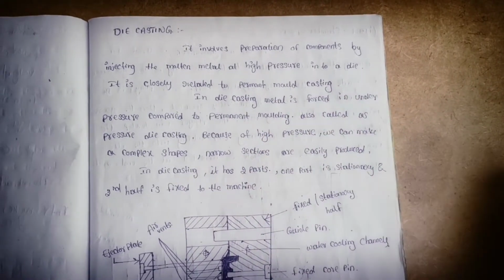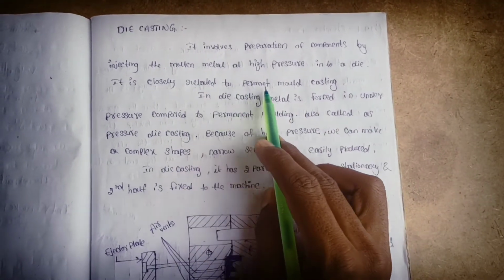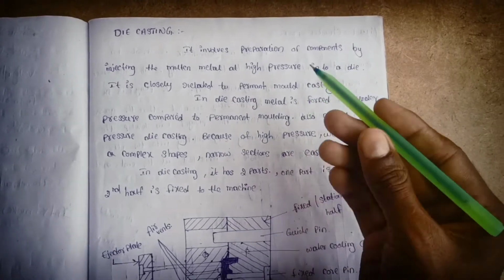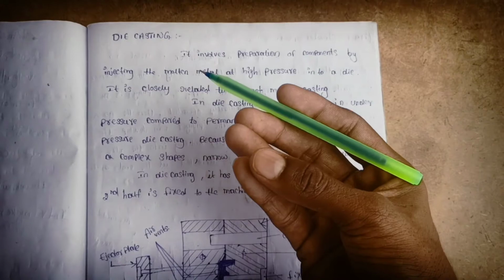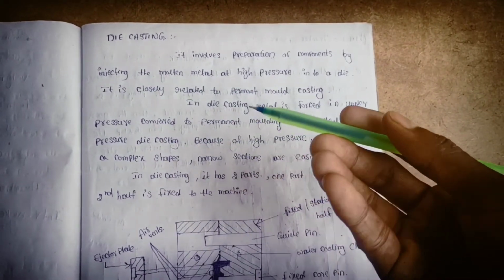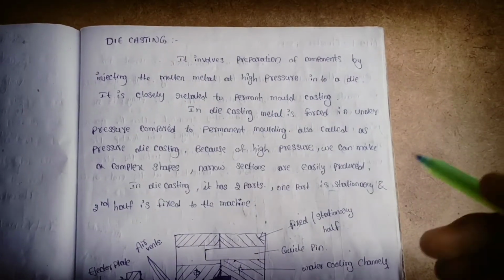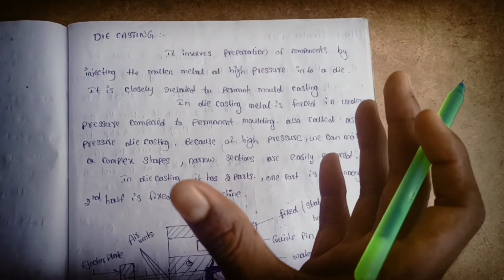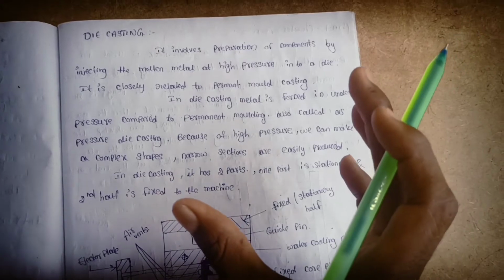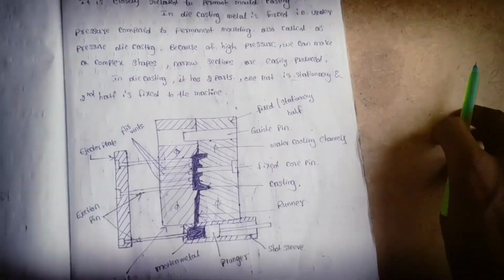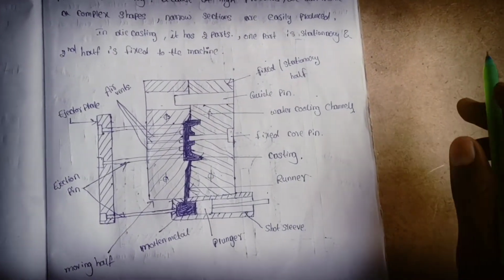Now it is closely related to permanent mold casting, because we are pressurizing the molten metal into the cavity. Because of the very high pressure, the shape has great strength. So we call it permanent mold casting also. This is the overall setup for die casting.